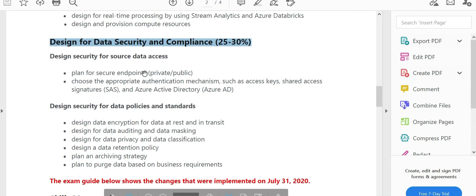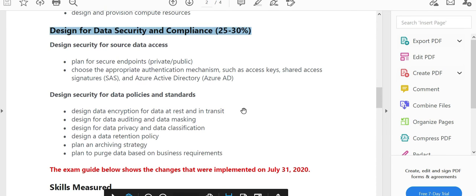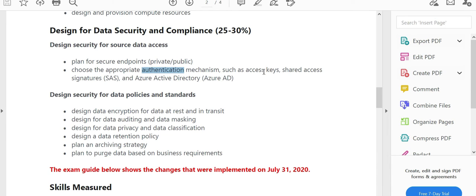Then you have data security and compliance. In this, there are two areas. One is source data access. Suppose your data is in a database and you want to access it. What are the secure endpoints that can be used in both public and private cloud? And what are the authentication mechanisms such as access keys, shared access signatures, Active Directory that can be utilized?